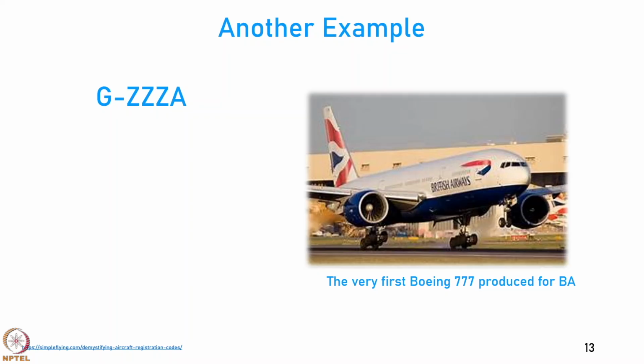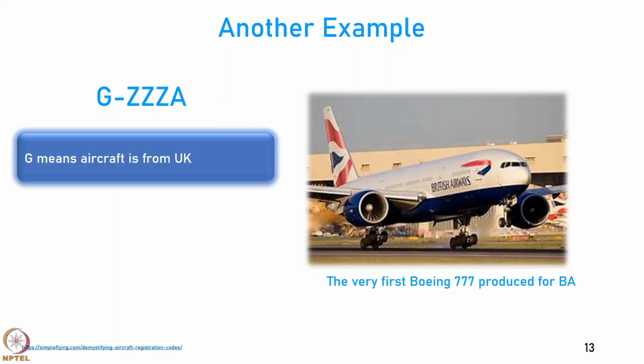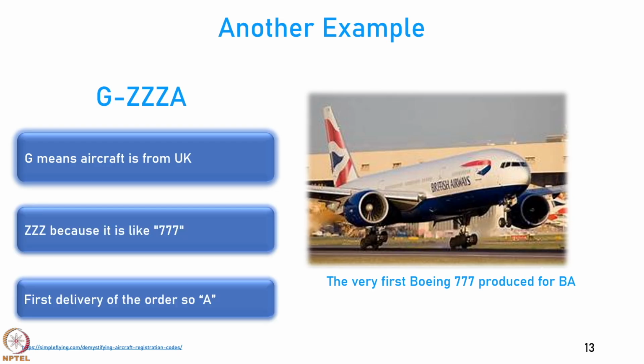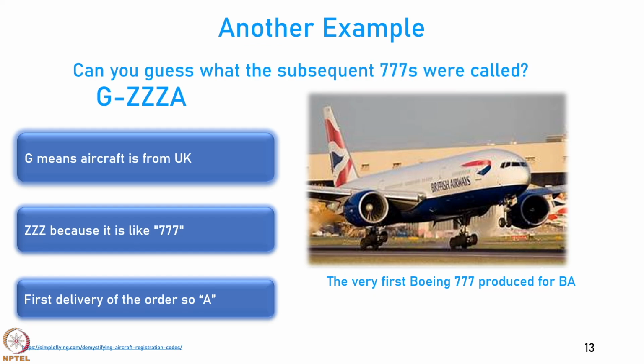Another example, the very first Boeing 777 produced for British Airways had the number G-ZZZA, where G means the aircraft is from UK, Great Britain, and ZZZ because it is like 777, and the first order is A, then it will be B, C, D, etc. So obviously you can guess the subsequent 777s were called G-ZZZB, G-ZZZC, etc., etc.